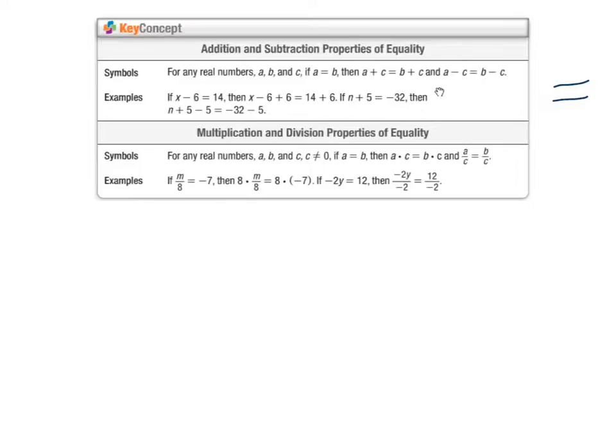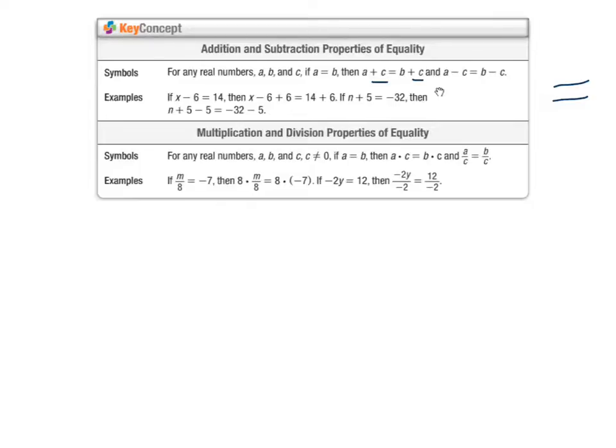So in order to actually do math and work with the numbers and the variables that we may see in equations, we have to make sure that what we're doing ensures that the left side of the equal sign and the right side of the equal sign remain the same. So if we look here at the addition and subtraction properties of equality, for any real numbers a, b, and c, if a equals b, then a plus c equals b plus c. So you can see that we're adding c on both sides.